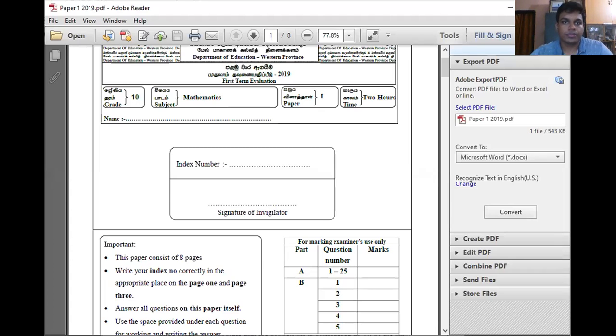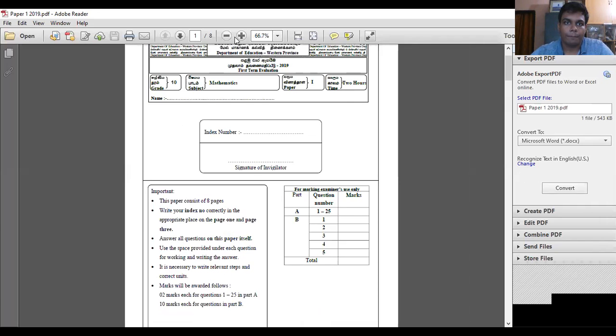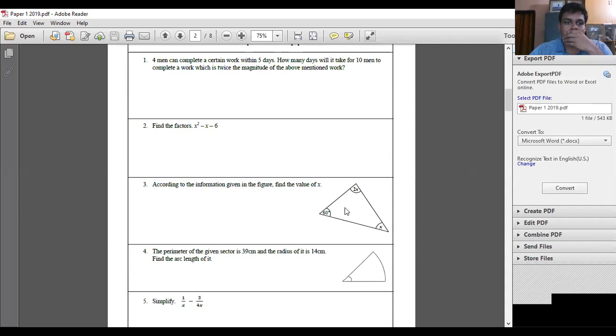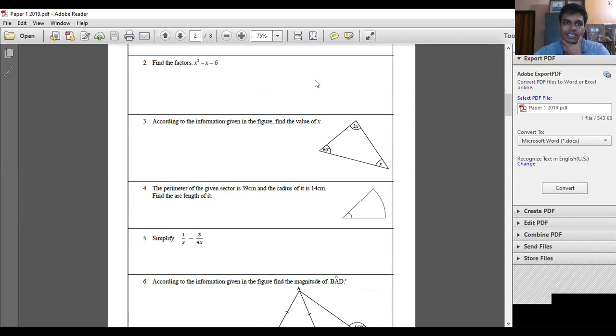The first question again, you can see this is the 2019 first term examination of the Western Province. So simplify again, they have given a very similar sum to 2018. As I told you, the models are the same. If you know your models, your concepts, and have practiced a bit, you can finish this very easily.